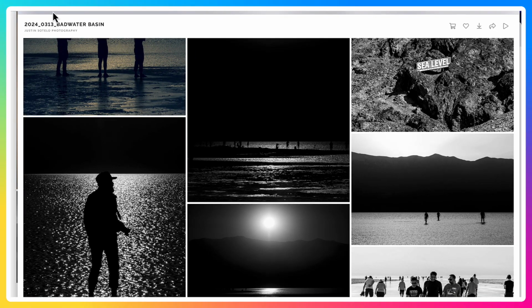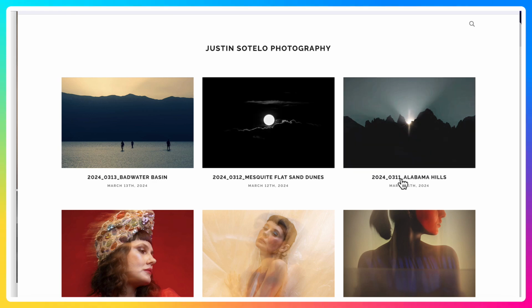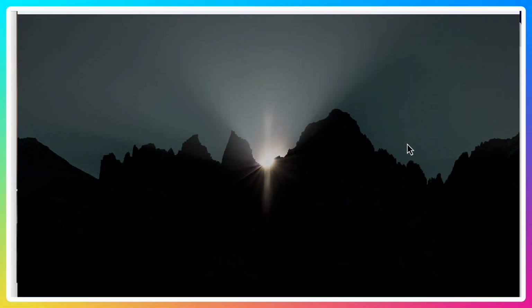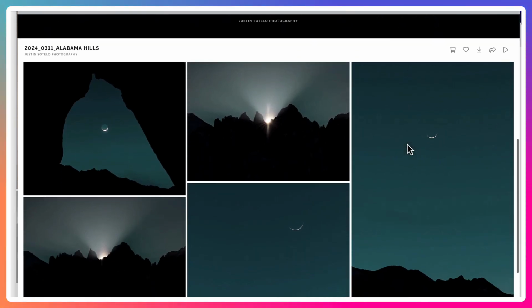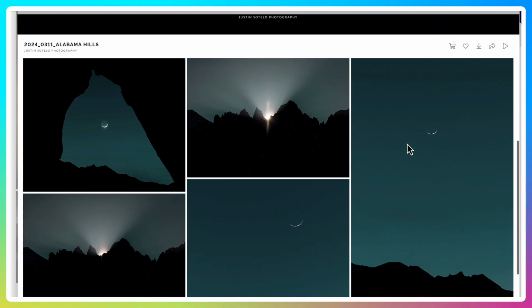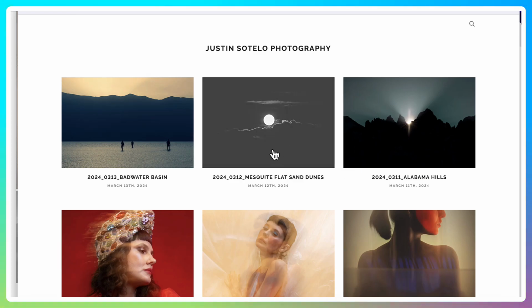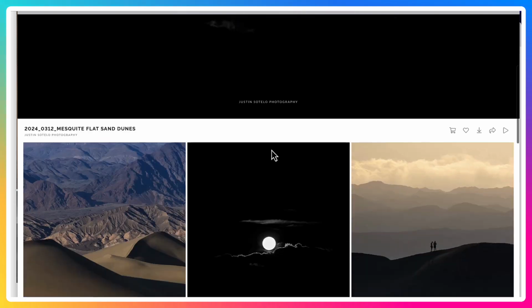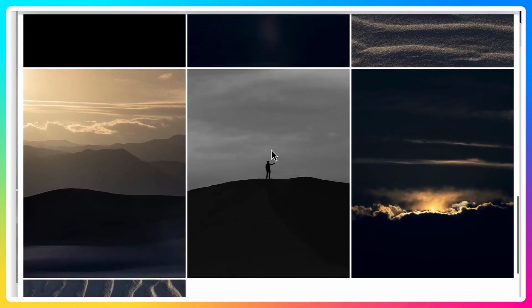And then, again, these were taken a couple of weeks ago, March 11th through the 13th. So Ryan and I were doing some additional scouting specifically for this trip. We went to Alabama Hills. We were there for sunset, just some early night photography. So just some examples of what we got that evening. The next day we went out to Mesquite Flat sand dunes again. This was at sunset.